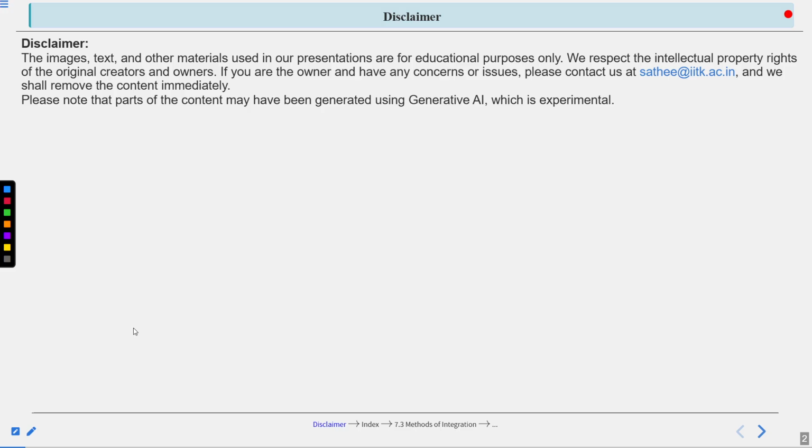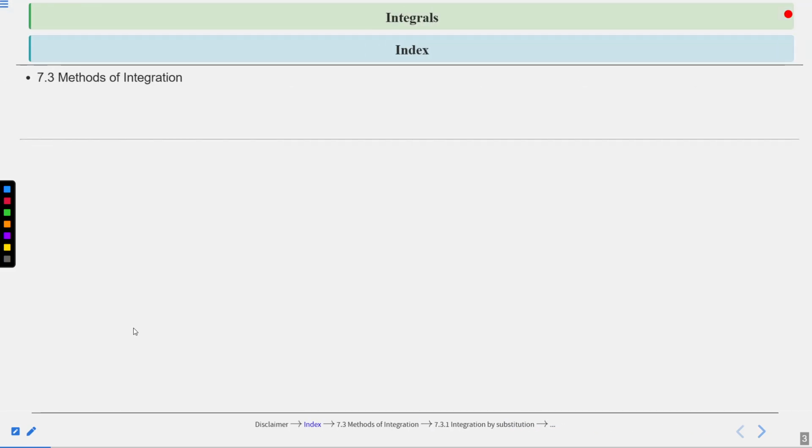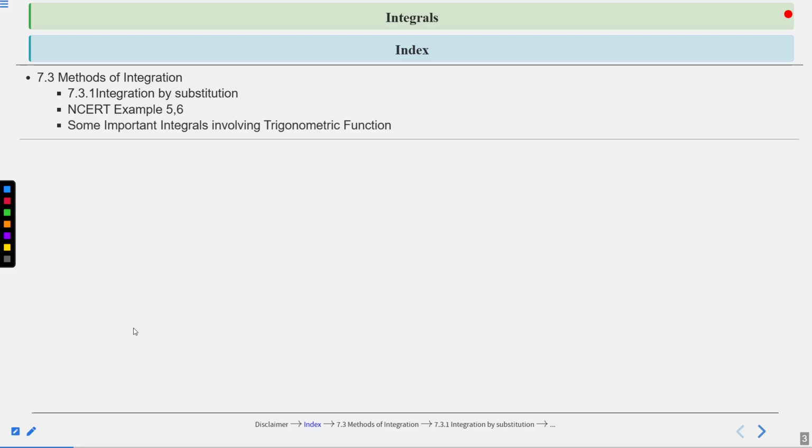So let's start with the discussions. In today's class, we'll study NCERT section 7.3, which is methods of integration. We will study NCERT section 7.3.1, which is basically integration by substitution. After that, we will see NCERT examples 5 and 6. And after that, we will see some important integrals involving trigonometric functions, okay?